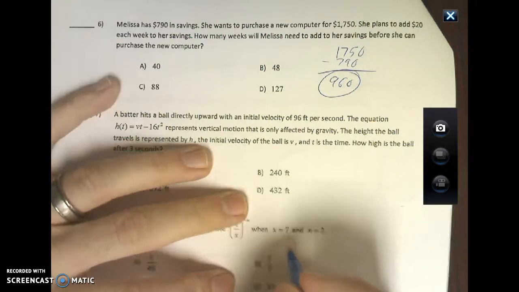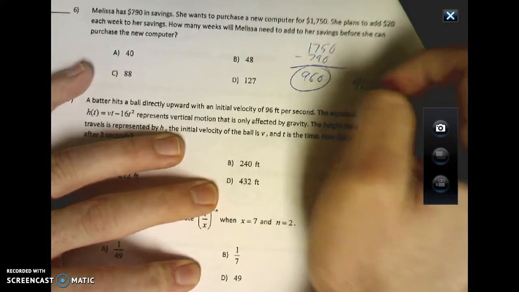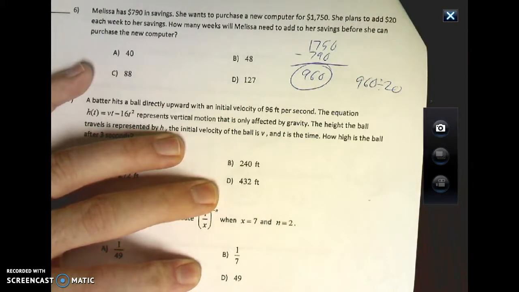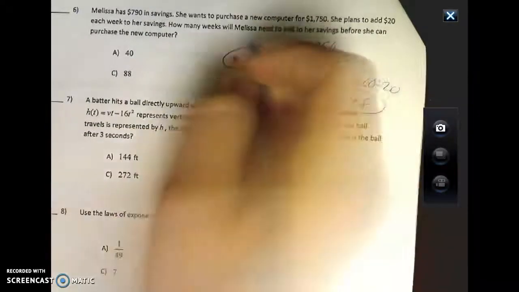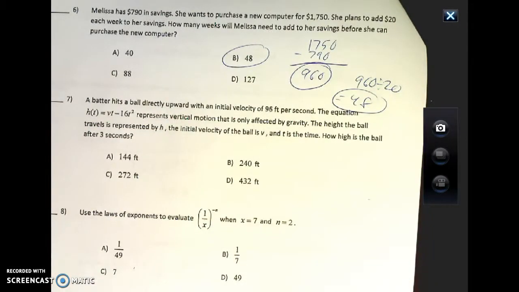Every week she saves 20 bucks. If I do 960 divided by 20, we end up getting 48. So there you go. Okay, you can work backwards there a little bit too, but it's pretty simple if you just think about it. Like, just read the problem, understand what they're asking, and you'll be perfectly fine.